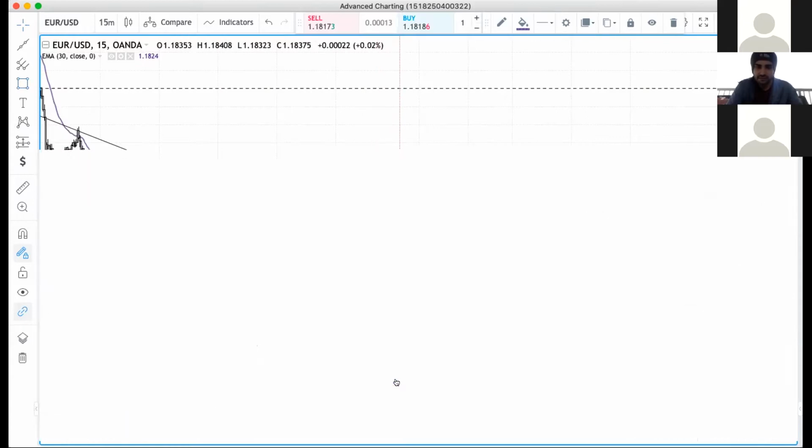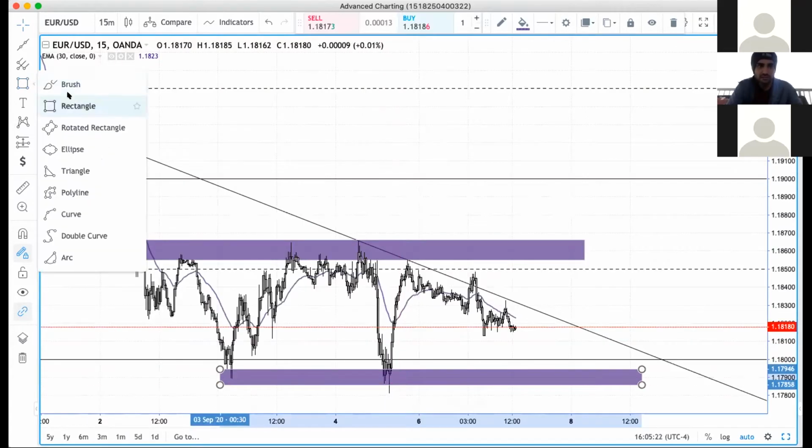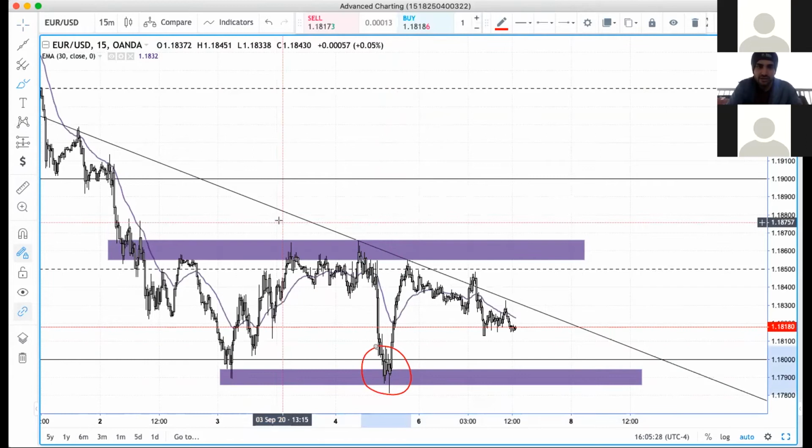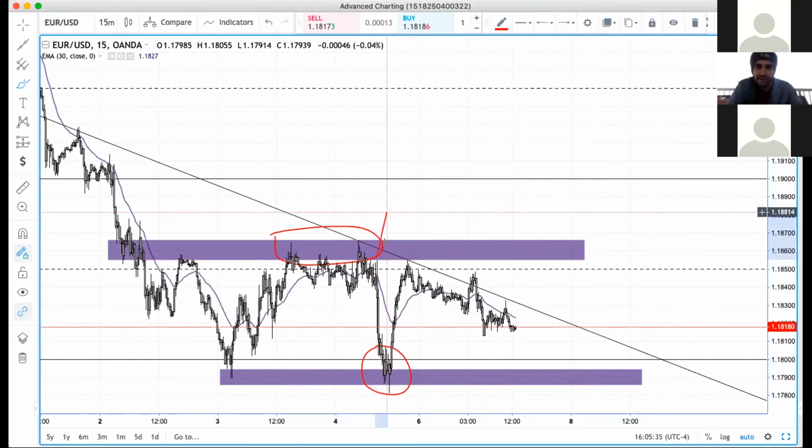So mark up where the liquidity is. Mark it up. You could do a brush, you could highlight it like that. We know buyers are still in profit here. We know sellers are still in profit here. Why? Because these levels have not been cleaned out.